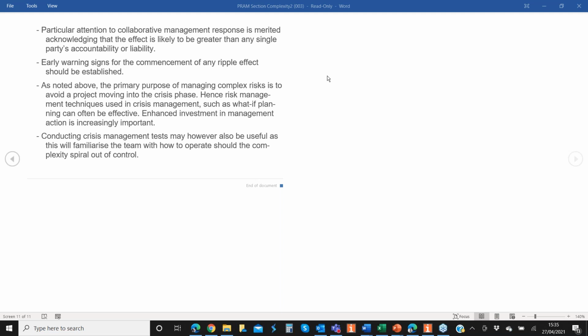Establish early warning signs for any ripple effect, and then just to reinforce that we're trying to stop projects from moving into crisis phase. So actually what you could use is crisis management techniques just to sort of test the boundaries. And what I love that comes out of crisis management tests is that team understanding of how to operate when they really are having to operate dynamically and bend some rules, adapt tools and techniques to be able to respond to the crisis. So learning from those experiences, I think, could potentially help us in complex situations as well.